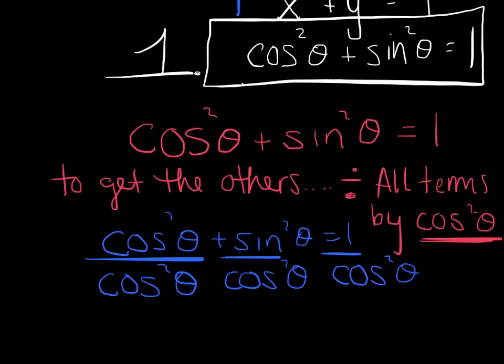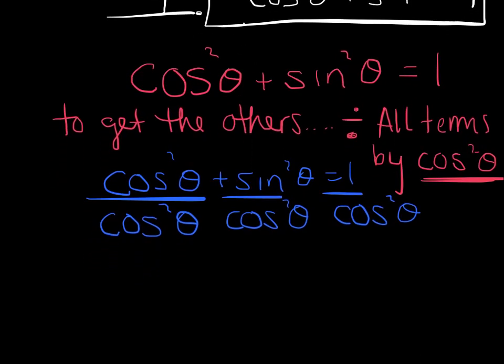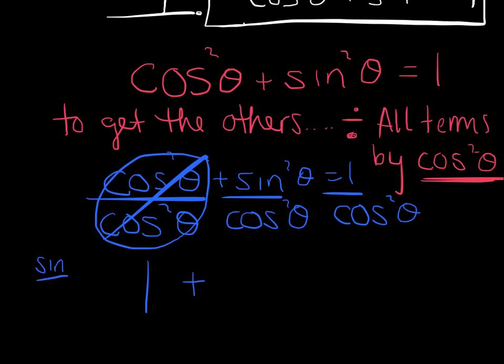Alright, and now I'm just going to ask myself, what am I staring at? Well, what's any term here divided by itself? That's easy. That's just 1. Okay, sine squared over cosine. Remember, we said that sine over cosine is tangent. So because those are both squared, I'm going to call this tangent squared theta.